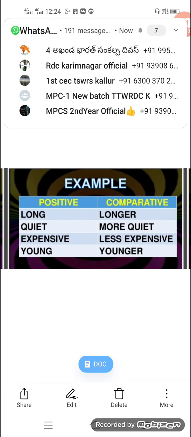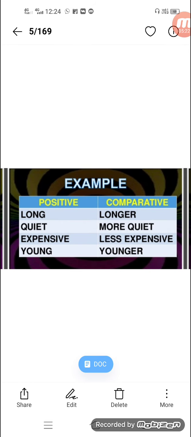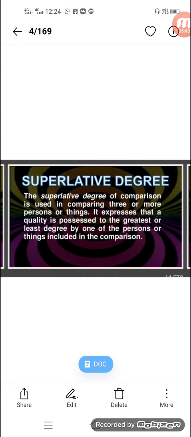So in all, what we need to understand in degrees of comparison is that when the adjective is monosyllabic, we add er to the adjective. When the adjective is disyllabic or trisyllabic, we use more in comparative degree. This is about comparative degree. Now let us go to superlative degree.